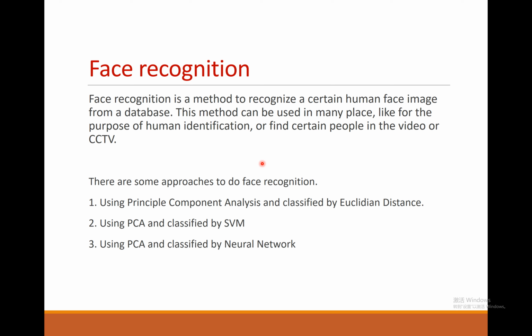It can be used in many places, like for the purpose of human identification or to find certain people in video or CCTV. There are some approaches to do face recognition. The first one is to use PCA and classify by Euclidean distance. Another way is to classify by SVM, and the third way is to classify by neural network.